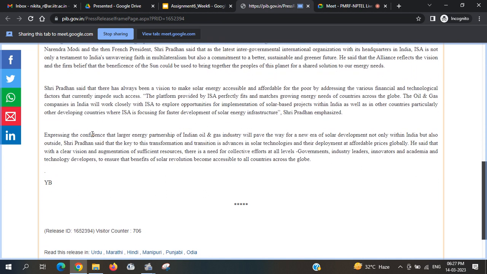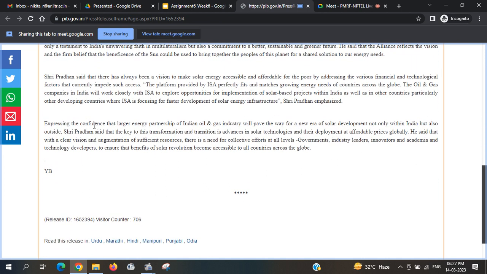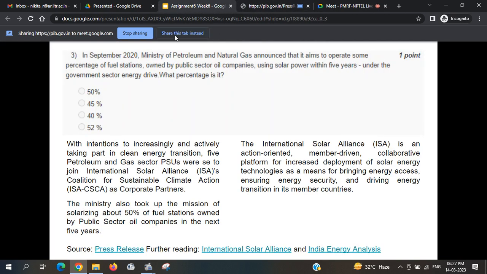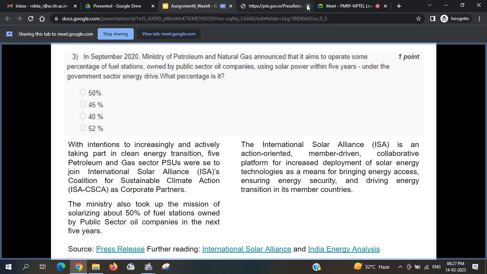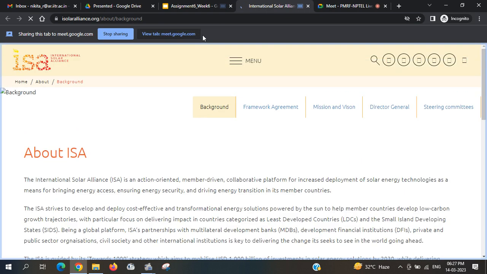So this is the complete press release. If you want to go through it and read a little bit more about this commitment, you can see this release. Apart from that, if you want to know a little bit more about the International Solar Alliance, you can visit this website which I have linked. This is the website of the International Solar Alliance.